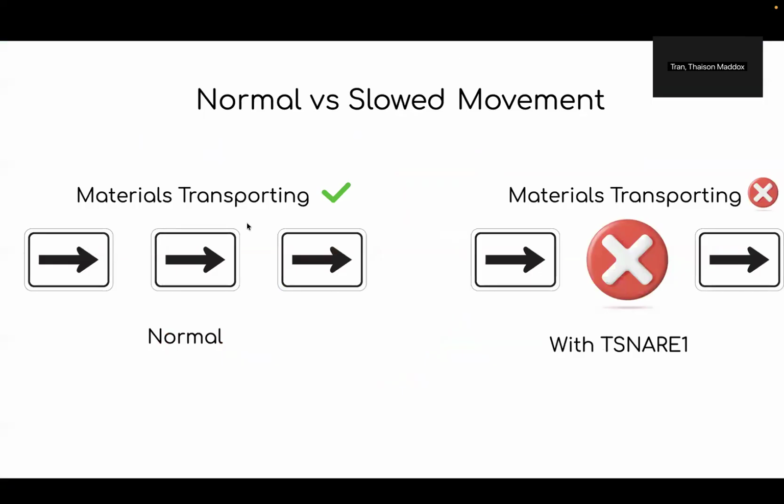Now, this visual gives a good look at what exactly is happening. Normally, materials will transport efficiently and right to where they belong, as you can see here. Now, on the right side, if TSNARE1 is being activated, materials cannot transport properly, and they get stopped in the early stages of transport.